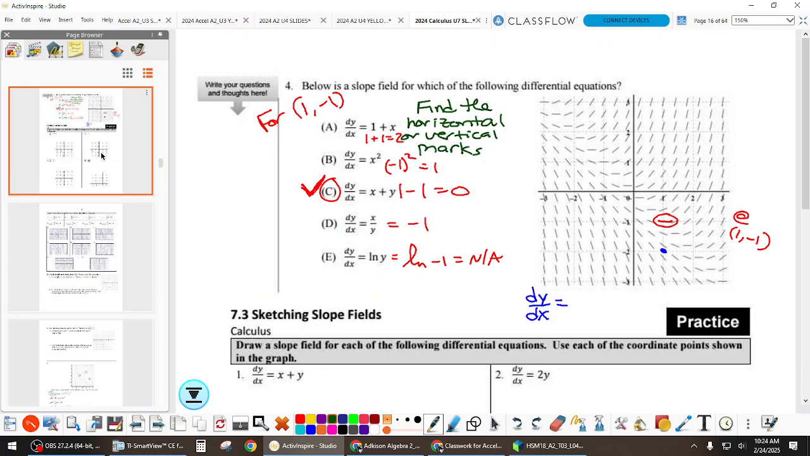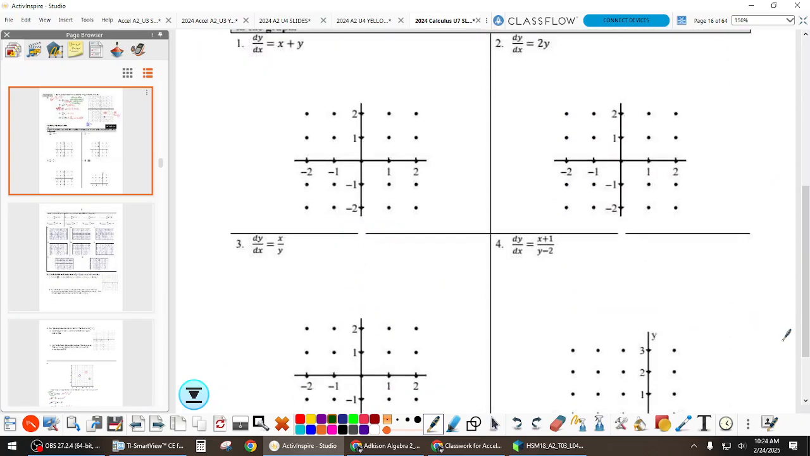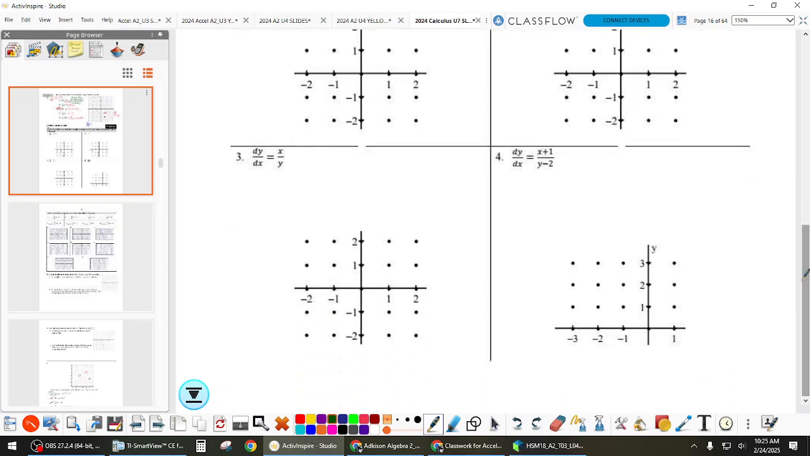Alright, do you guys remember these kind? Do you remember how to draw them in? Yeah. I don't know. It's like the first practice page of 7.3. So we can just quickly talk through a review of it. We don't have to really do one. Like, let's talk about 4. How would you do it?